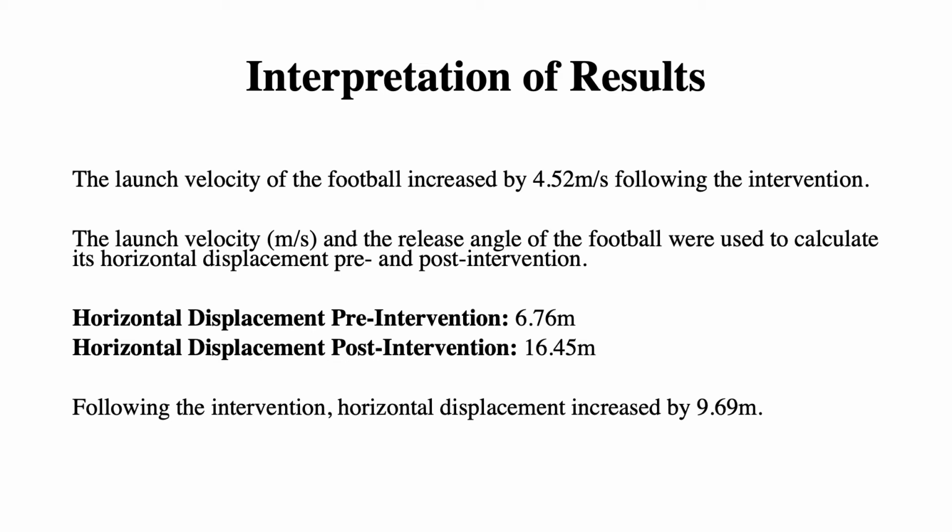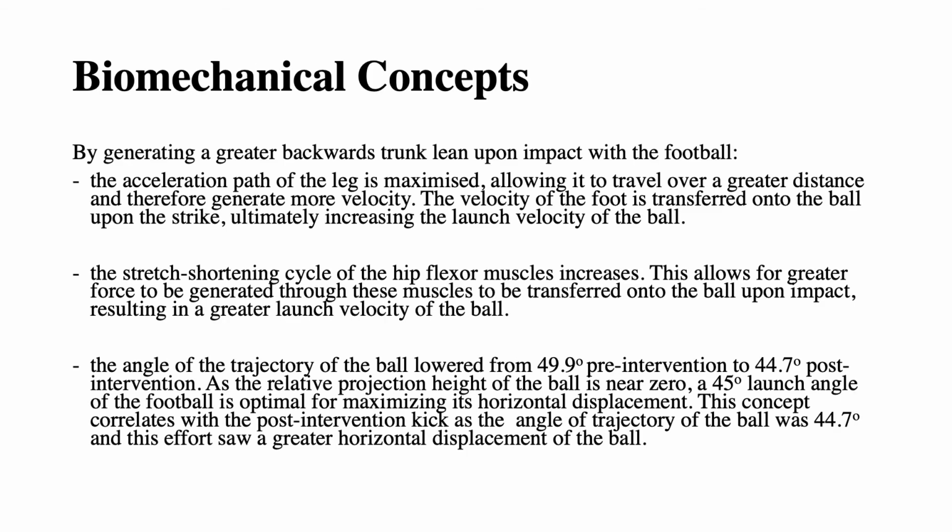The launch velocity and the release angle of the football were used to calculate its horizontal displacement both pre- and post-intervention. Pre-intervention, the horizontal displacement of the ball was calculated to be 6.76 metres, while following the intervention, the ball's horizontal displacement was calculated to be 16.45 metres. So ultimately, the intervention caused an increase of the ball's horizontal displacement by 9.69 metres.